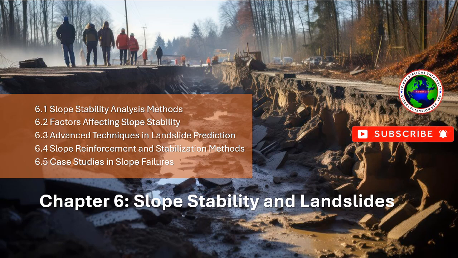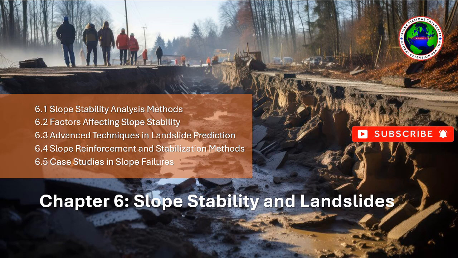Groundwater table. The location and variation of the groundwater table can significantly influence slope stability. If the groundwater level is near the surface or fluctuates with the seasons, it can increase the likelihood of slope failure, especially in fine-grained soils.